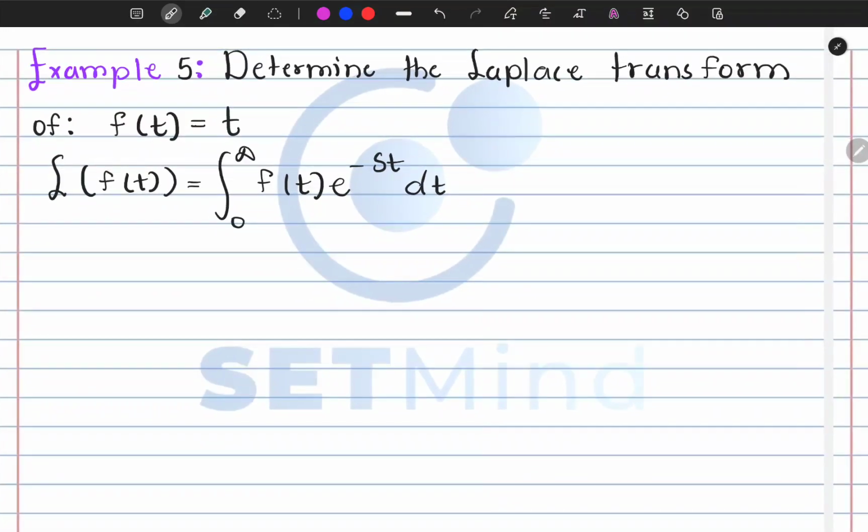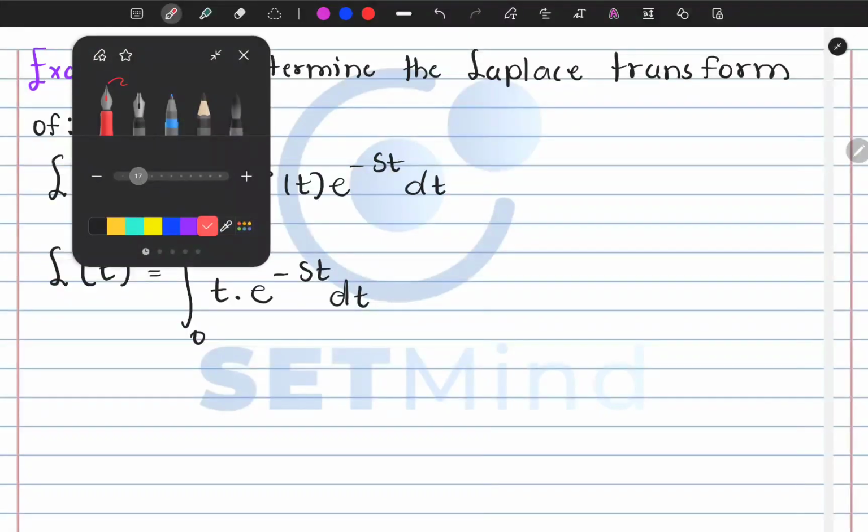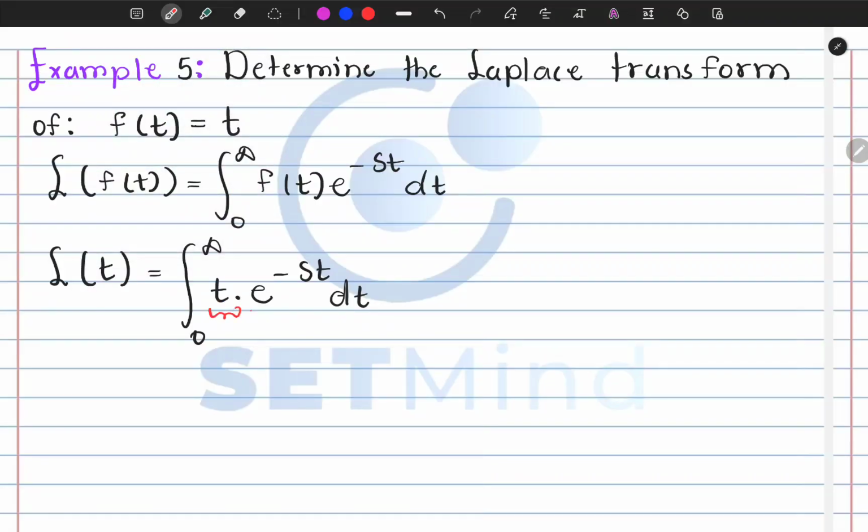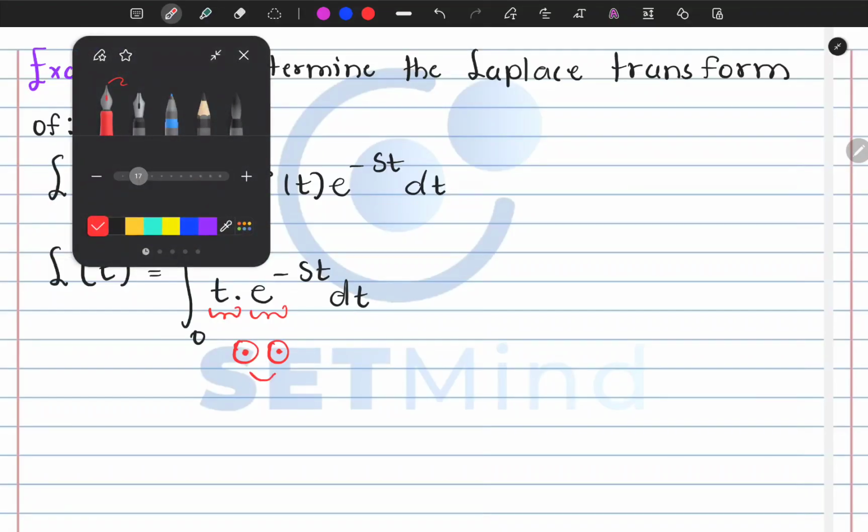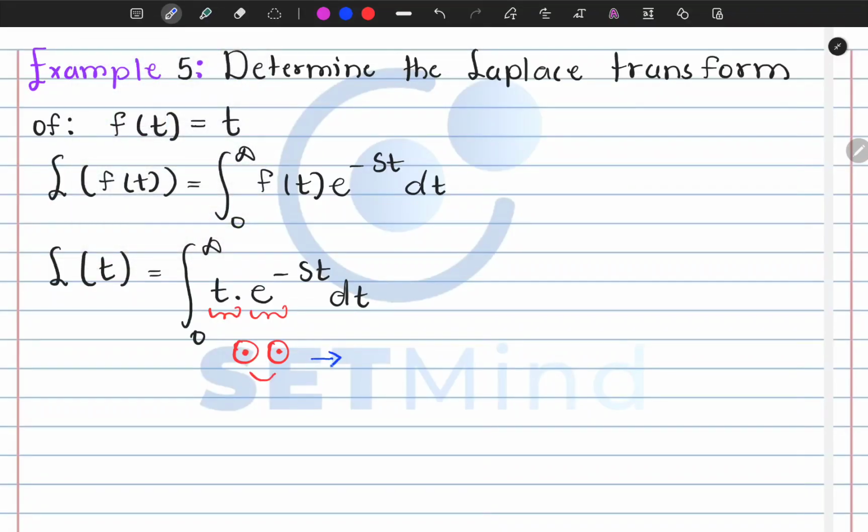So we're given that our function is f of t, which means we are looking for the Laplace transform of t. So what is it going to be? It is going to be the integral from 0 to infinity, t multiplied by e to the negative st dt. And when I look at this here, what is going on here and here, I remember something. That for this problem, unfortunately, we need integration by parts.